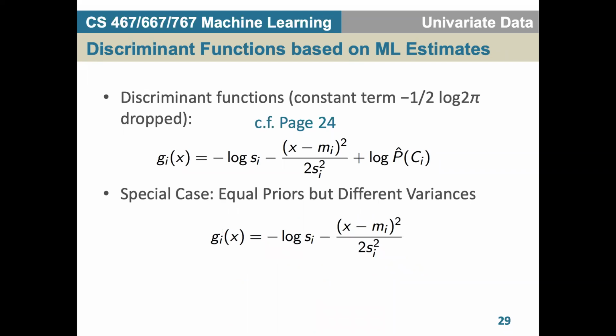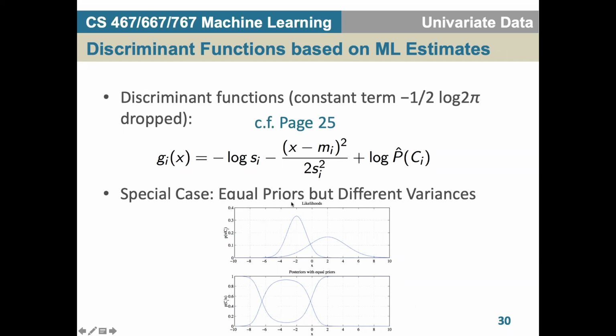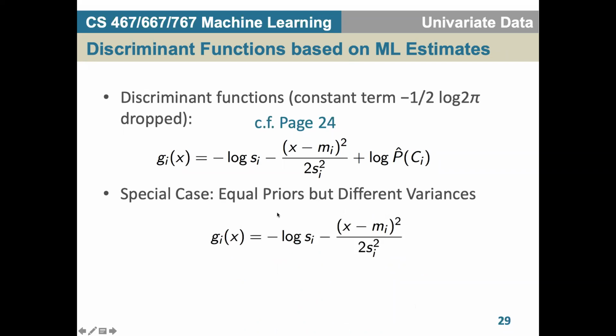Now let's make it less restrictive. We still have the same prior, but what if we have different variances? One less, one more. In that case, these two terms matter and we cannot skip them. The prior is the same, so we can drop it. So we have this discriminant function.